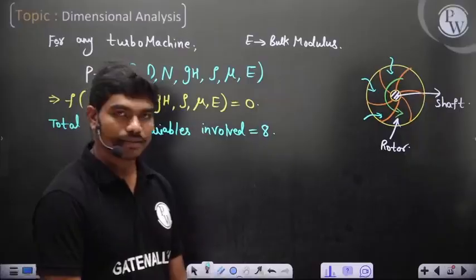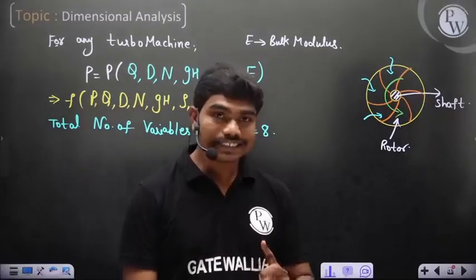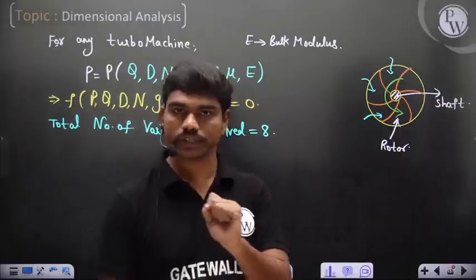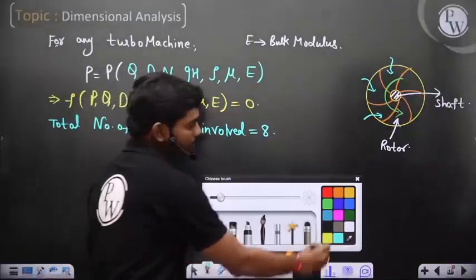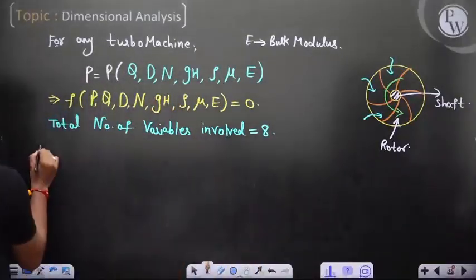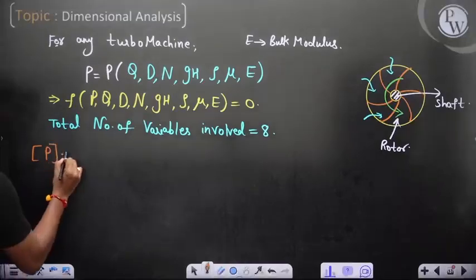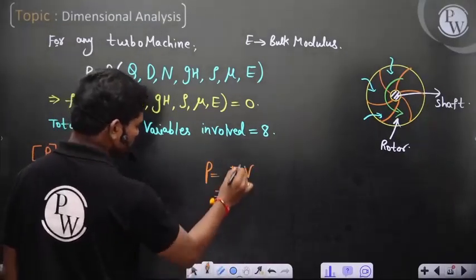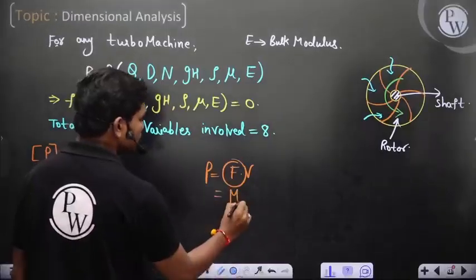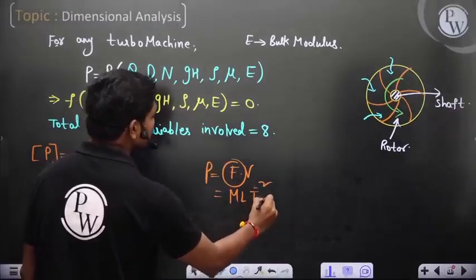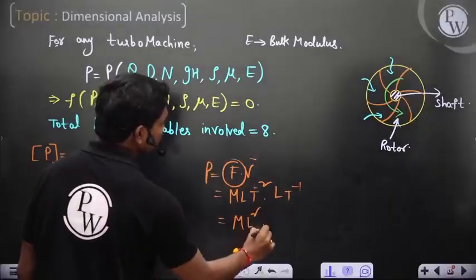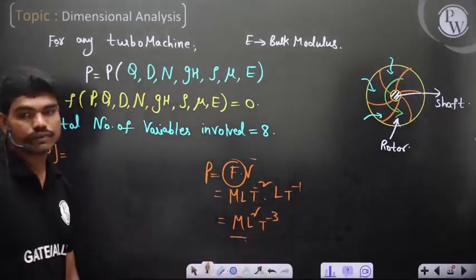ठीक है, हमारे पास 8 variables हैं. Now let's see in this 8 variables how many fundamental dimensions are involved, correct? वो check करना पड़ेगा definitely. So let us write the dimensions of each quantity. So power. So power का dimensions क्या होगा? So power can be written as force into velocity. So what are the dimensions of force? Mass into acceleration, meters per second square into velocity, L t power minus 1. So m L square t power minus 3.